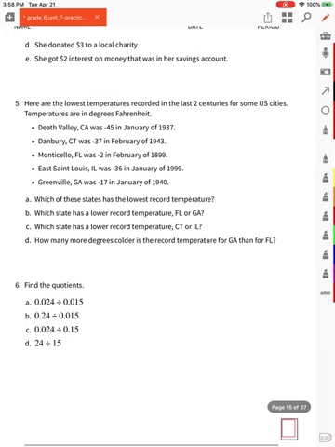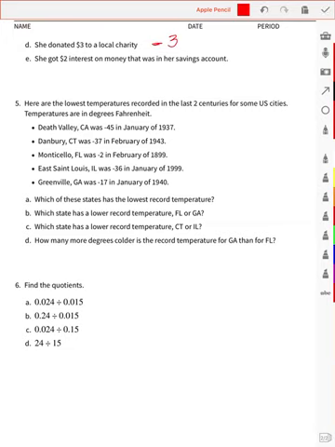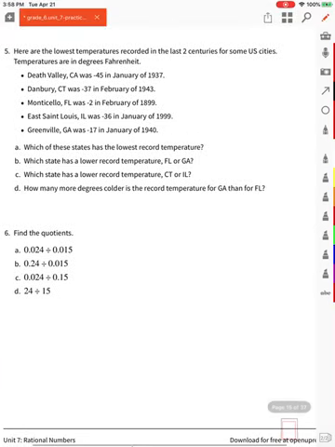And then D, she donated $3 to a charity. She's giving that away. She doesn't have it anymore, so that's a negative. And she got $2 interest. Interest is earning money. So that's a positive 2, or just 2. For number 5, here are the lowest temperatures recorded in the last 2 centuries for some U.S. cities. Temperatures are in degrees Fahrenheit.